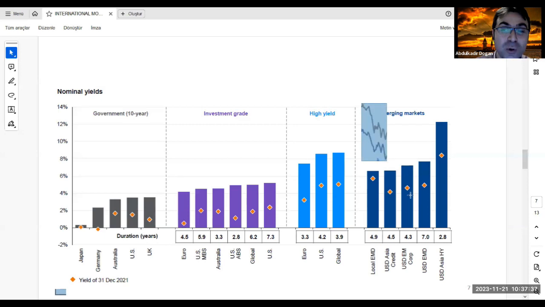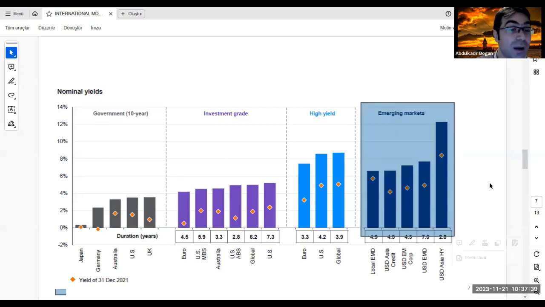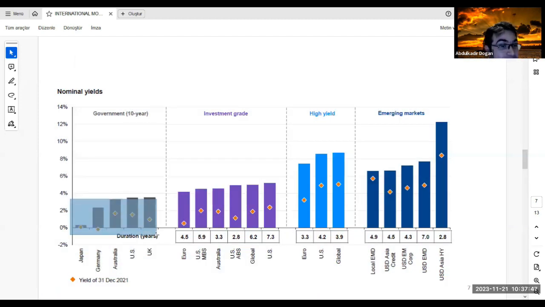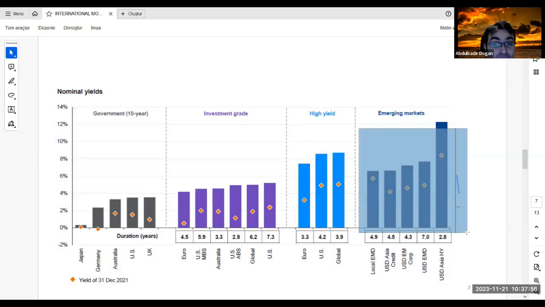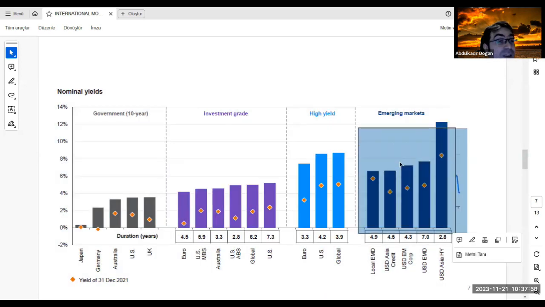Okay, and this is the emerging market. Because the emerging market is risky when compared to the developed market, look at this one. Where are the Japan, Germany, Australia, United States, United Kingdom returns? It is just 2%. But where is the emerging market return? It is around 6 to 7%.